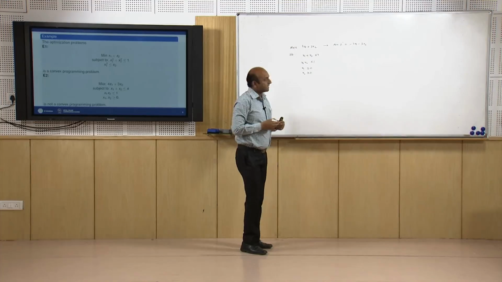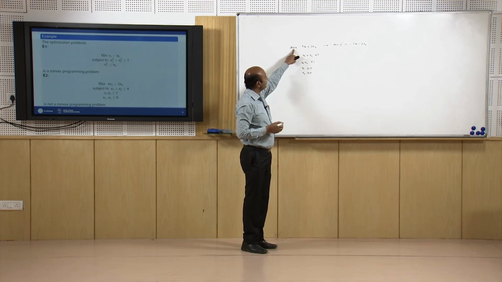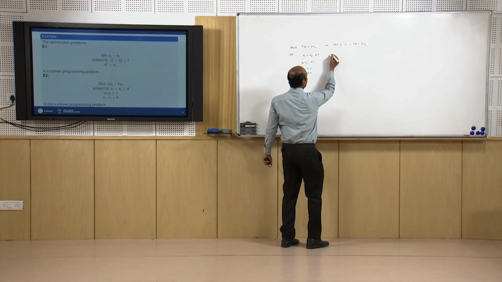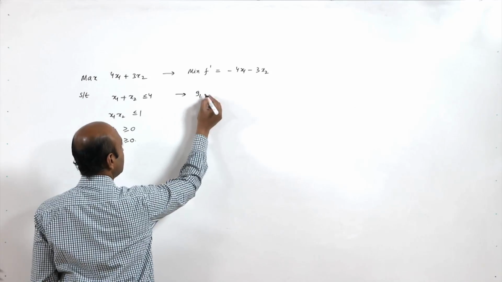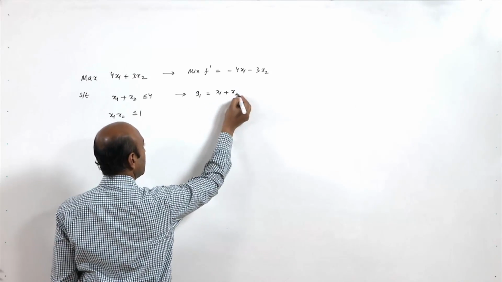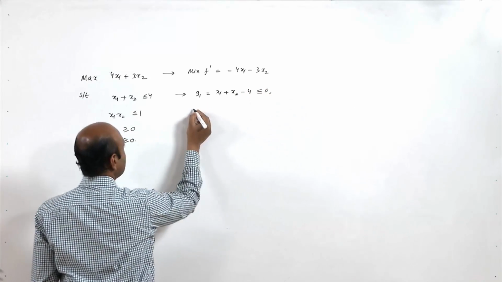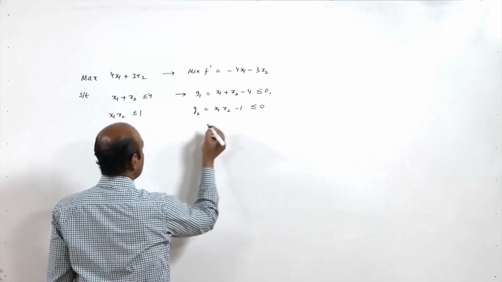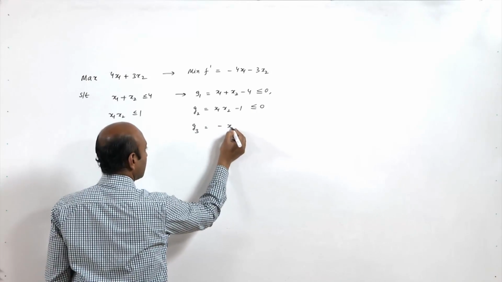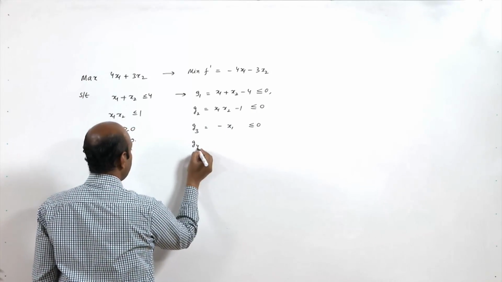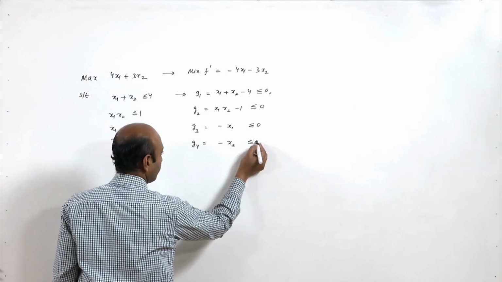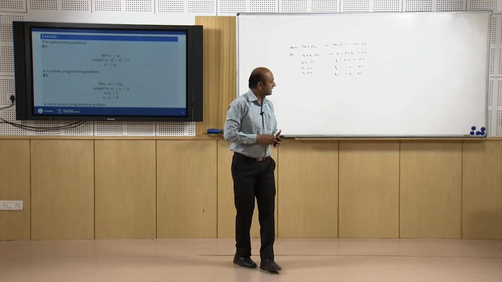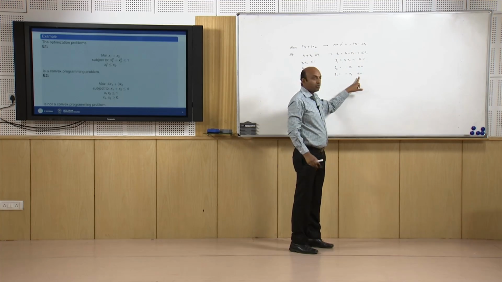This is the same as maximizing; you can write it as minimizing the negative of this function. And subject to what conditions? G1 is x1 plus x2 minus 4 less than or equal to 0. The second constraint is G2 equals x1 x2 minus 1 less than or equal to 0. The third constraint is minus x1, which is less than or equal to 0, and G4 is minus x2, which is less than or equal to 0. Because for a convex programming problem, the format of the problem should be of minimizing type and all constraints must be less than or equal to 0.